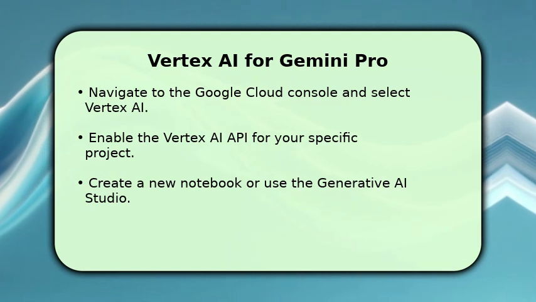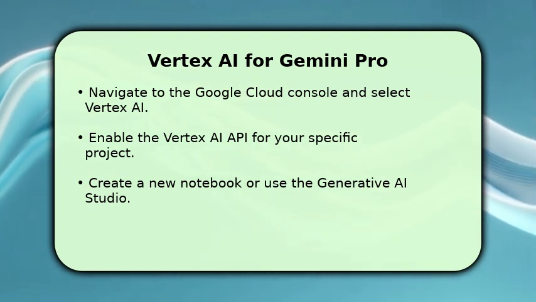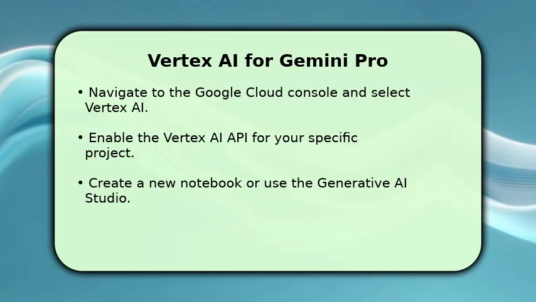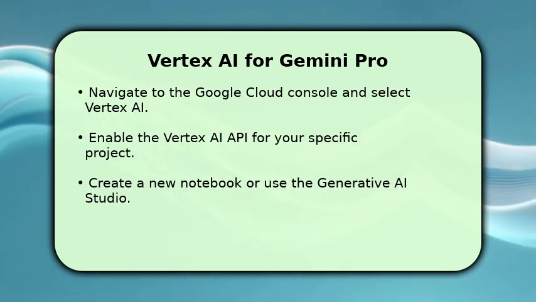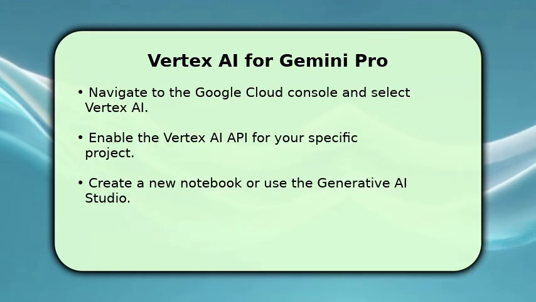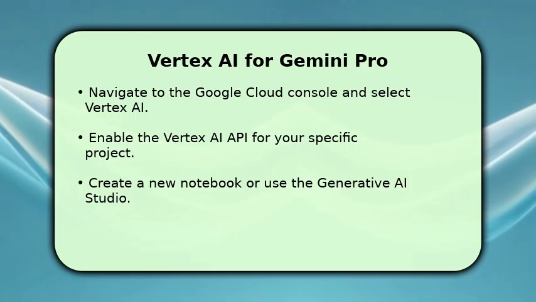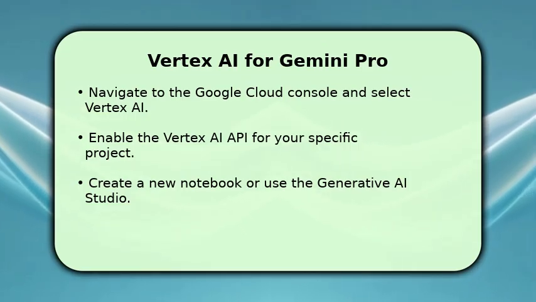For more advanced or enterprise-level applications, Google Cloud's Vertex AI is the ideal platform. Navigate to the Google Cloud Console, select Vertex AI, and ensure the Vertex AI API is enabled for your project. You can then create a new notebook or utilize the Generative AI Studio within Vertex AI to deploy and manage your Gemini Pro models. This offers robust tools for scaling and integrating AI into complex systems.